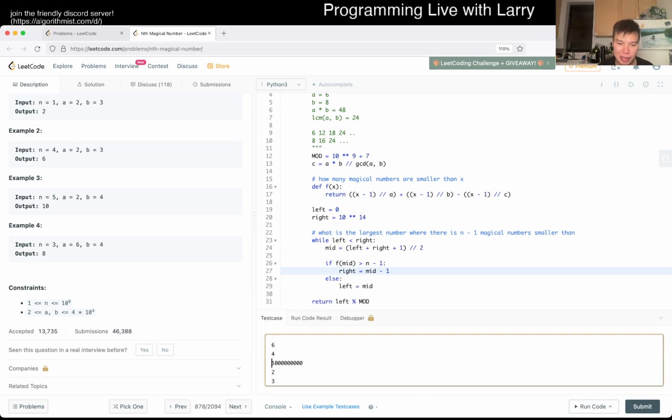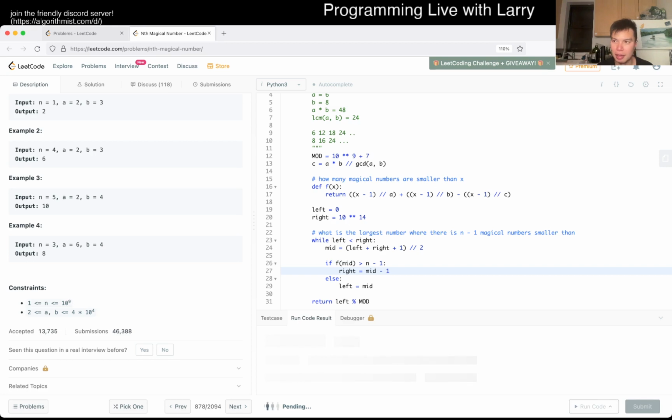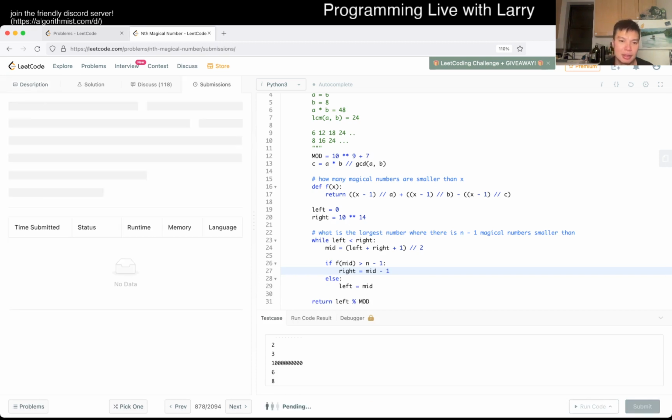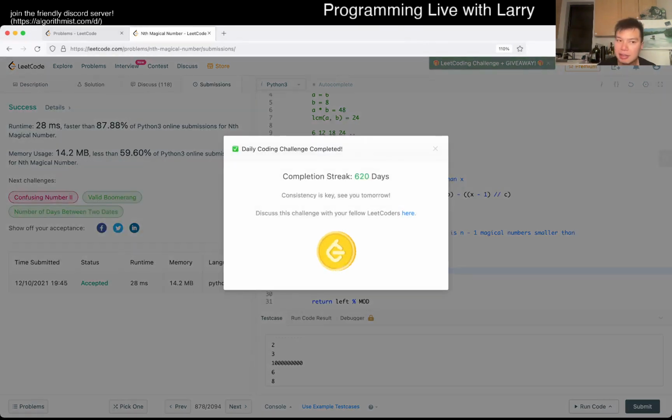Let's do one where they're not mutually, not relatively prime. That's what I was going to say. So that still looks good. Let's give it a submit. Well, I haven't done this one before, I mean, on Leetcode. I have done similar prompts before. So yeah, Day 620 streak. Yay.